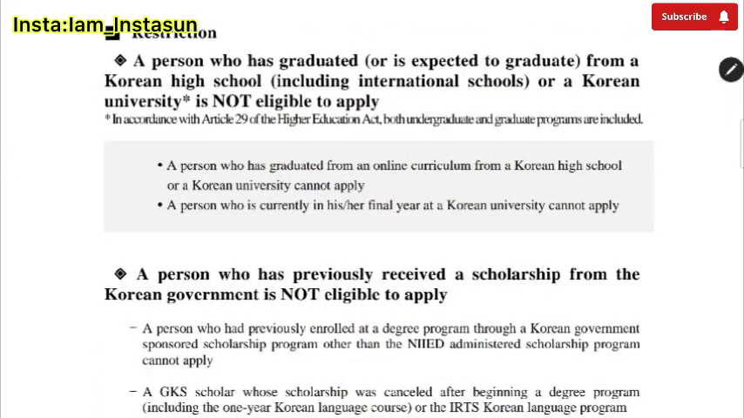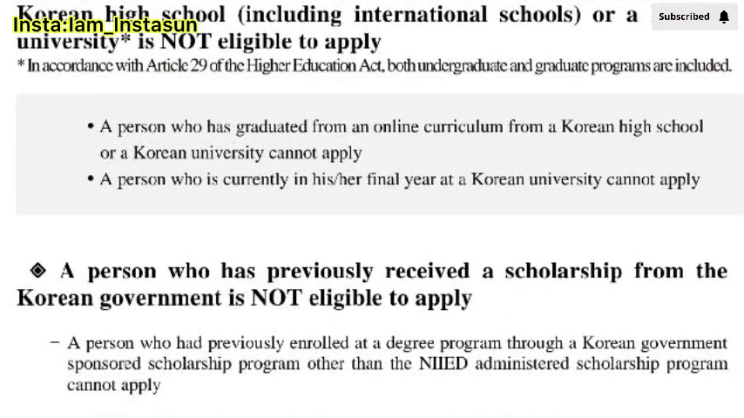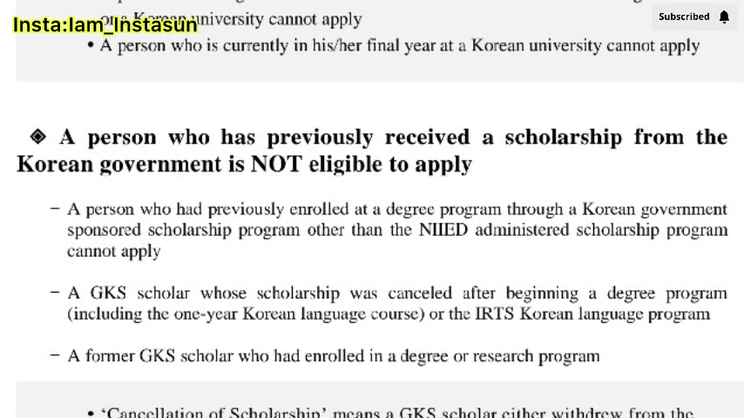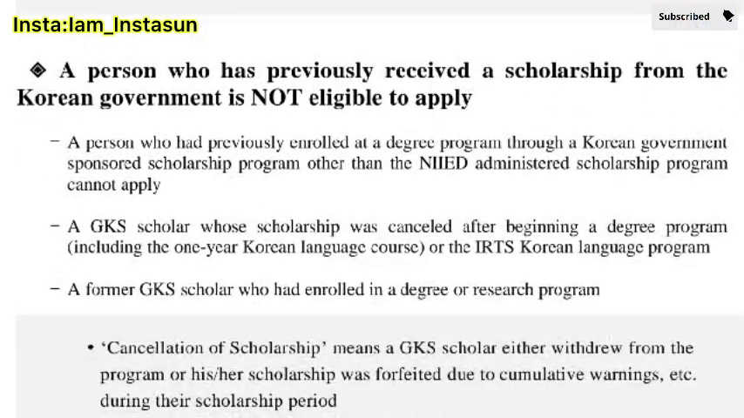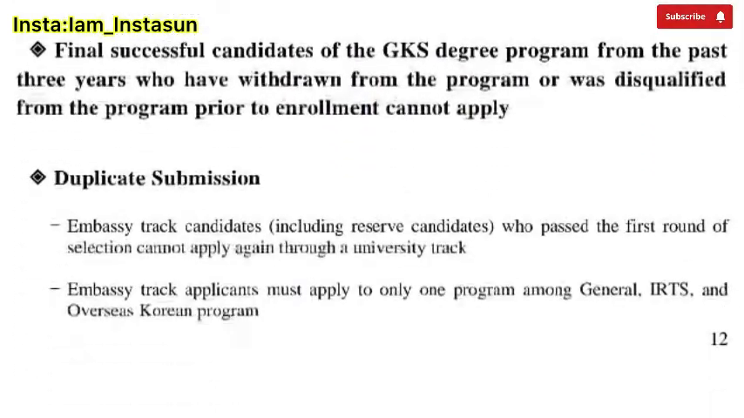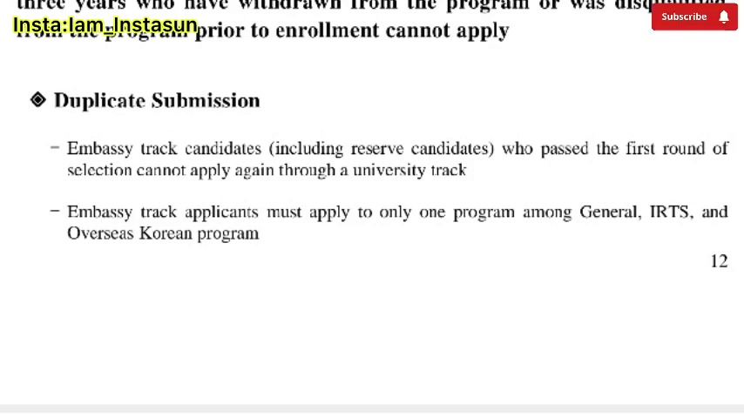This year, a new restriction was added. A person who graduated from an online curriculum in his or her final year in a Korean university cannot apply. They are not eligible. Also, this thing started, I think, in the last 2 years, that you cannot apply for GKS if you already got one. Like before, it used to happen that someone got an undergraduate GKS scholarship, then they graduated and started their masters with GKS, so they could apply again. But in the last 2 years they started a new rule that a GKS scholar who already had a scholarship cannot apply again. Duplicate submission: someone from embassy track who is selected for the first round cannot apply for university track, even if they do not pass the second round.